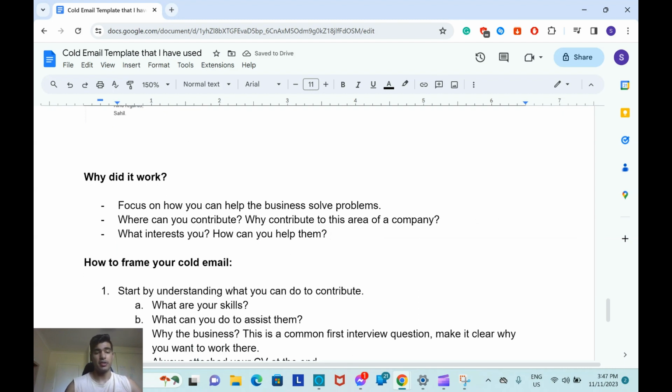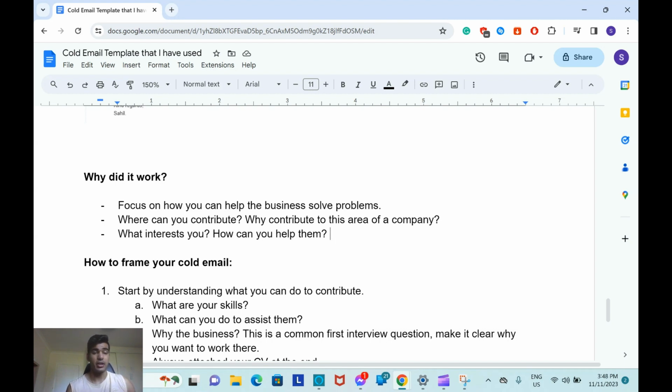So, why does it work? Well, first and foremost, you are unique. Like I said, you are the only one doing it, but you focus on where you can contribute. How can you actually contribute to this area of a company? It is a serious focus on helping the business to solve problems. When you are hired as an employee, you are really hired as a problem solver. You're hired because there's a gap in the business and they've got no one to do it. And they need someone to go out there and do it for them.